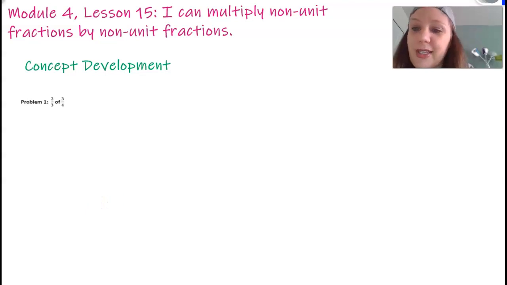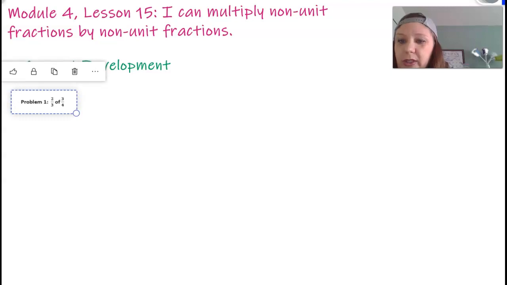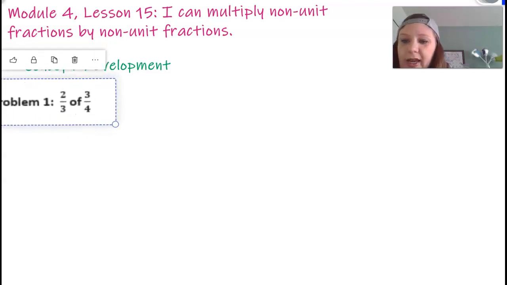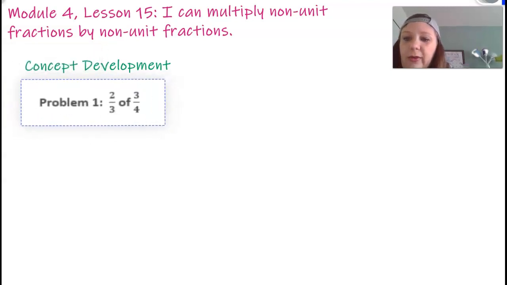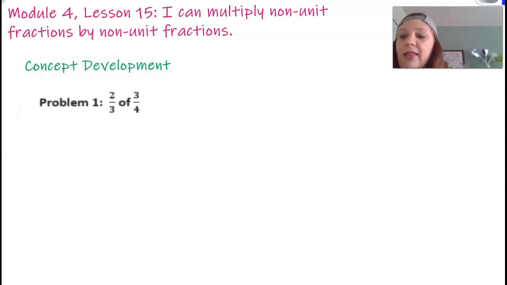All right, so this is the concept development portion of Module 4, Lesson 15. I can multiply non-unit fractions by non-unit fractions. And in this one, we're going to look at problem 1. And you'll see that right away we have a non-unit fraction. Now, a non-unit fraction is a fraction that has any number as the numerator besides 1. So we have a 2/3 and a 3/4.